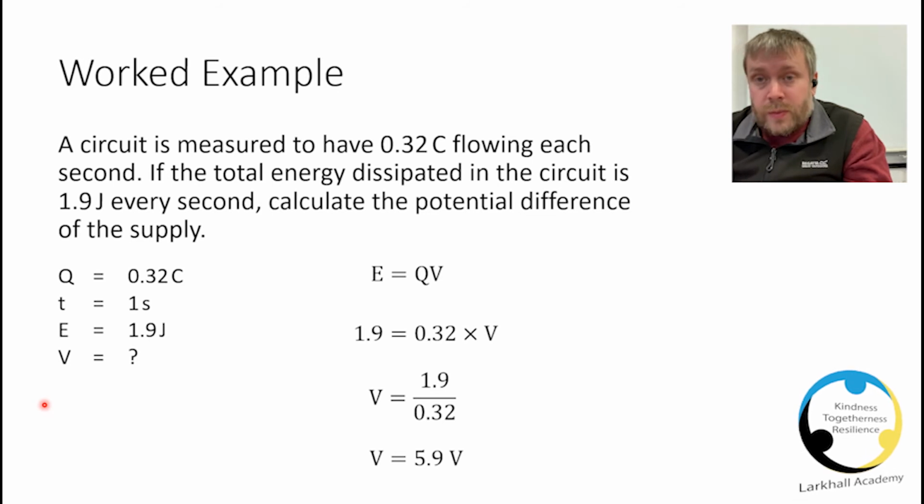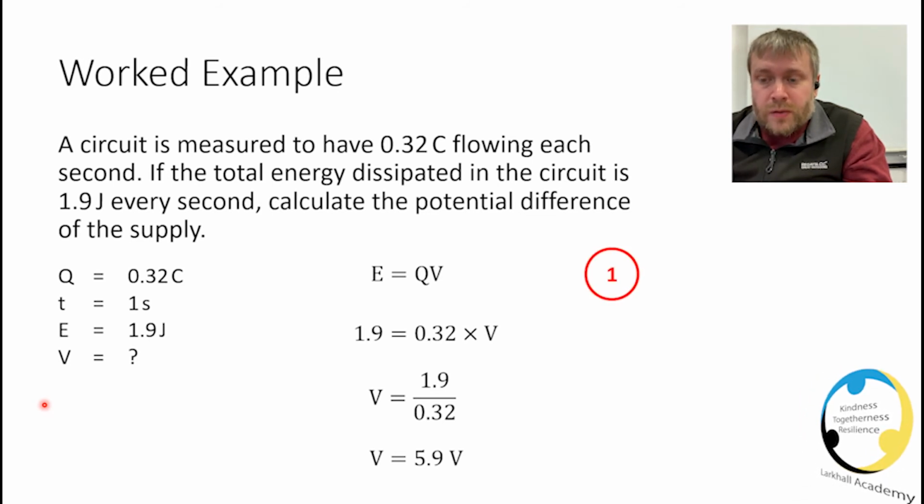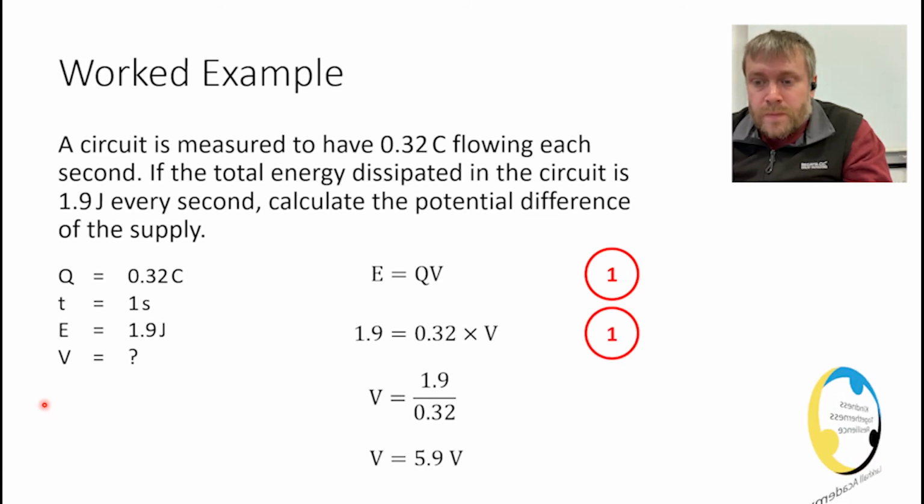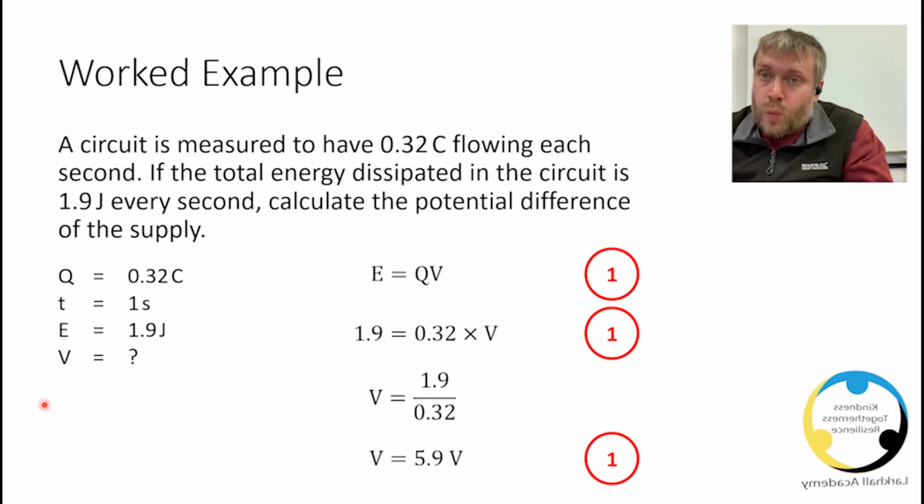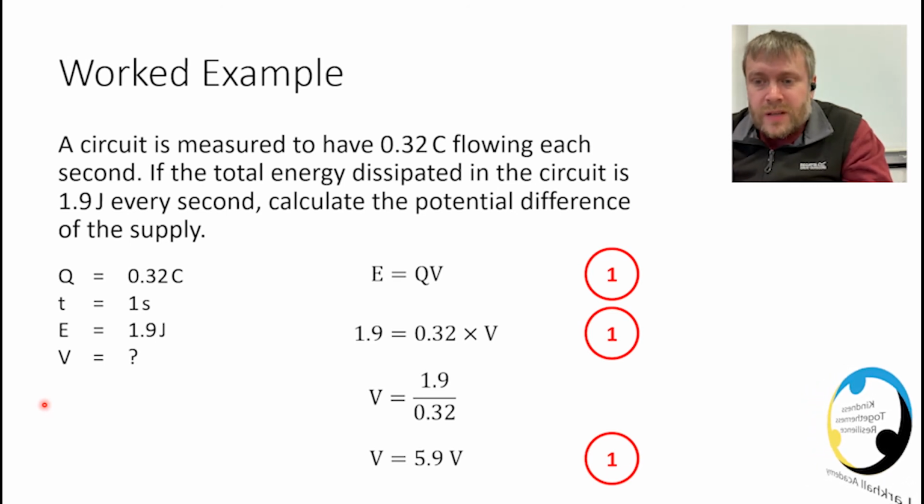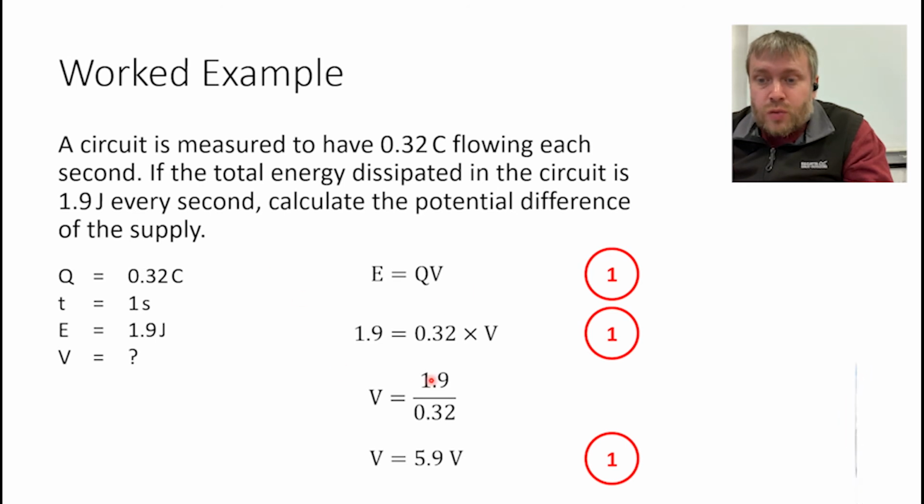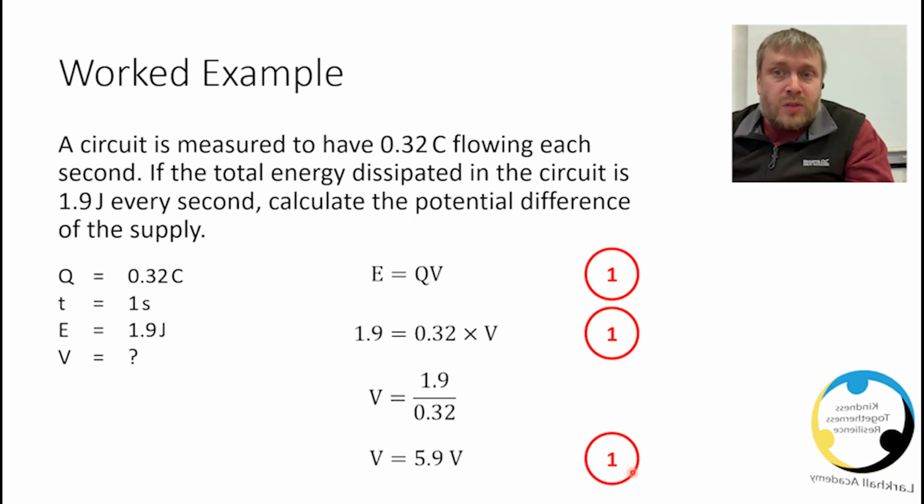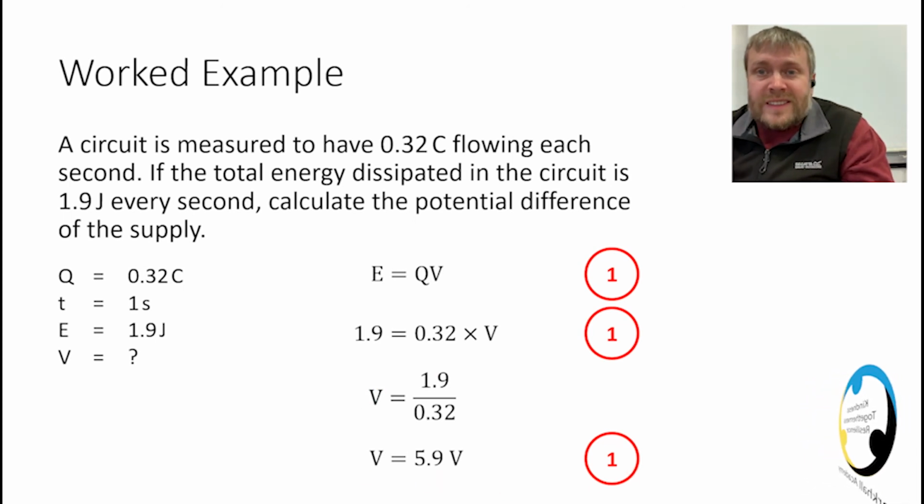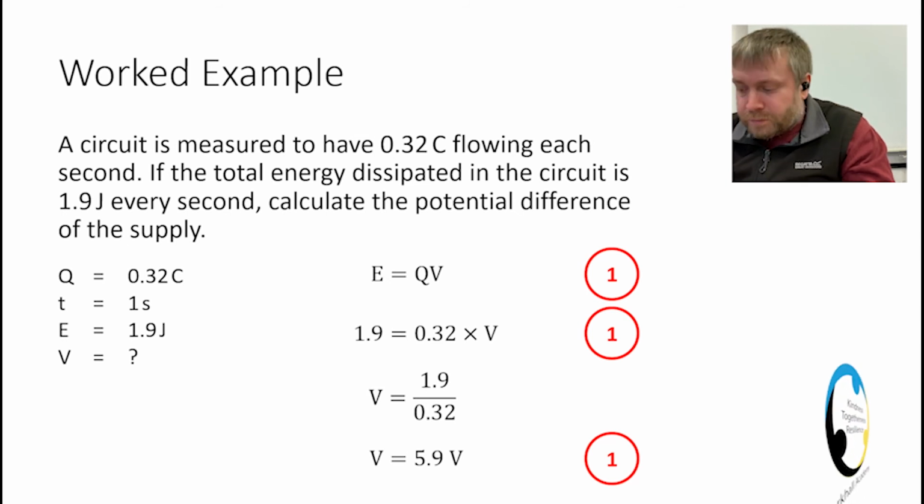Now let's have a little look at where we're getting our marks. Once again, 1 mark for the correct equation, 1 mark for the substitution, and 1 mark for the correct answer with the units. Remember, I always recommend that you write down your equation and then do your substitution before you do any rearrangement, because that guarantees you're going to get 2 marks. If you then make a mistake at this stage, get the rearrangement wrong and come out with the wrong answer, you're still going to get 2 out of 3 marks. Remember, that's 67% for this question.